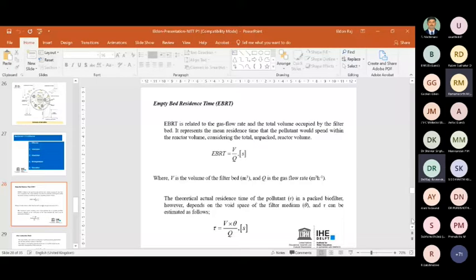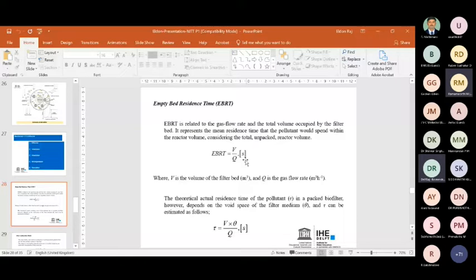Before going to that, I will now explain what the parameters are that can be used for the engineering design of these reactor configurations. The first one is the hydraulic retention time. It's not the hydraulic retention time like in a wastewater treatment system. We call it here the empty bed residence time, which is the volume divided by the flow rate. It can be in terms of seconds. Seconds is the unit for empty bed residence time.